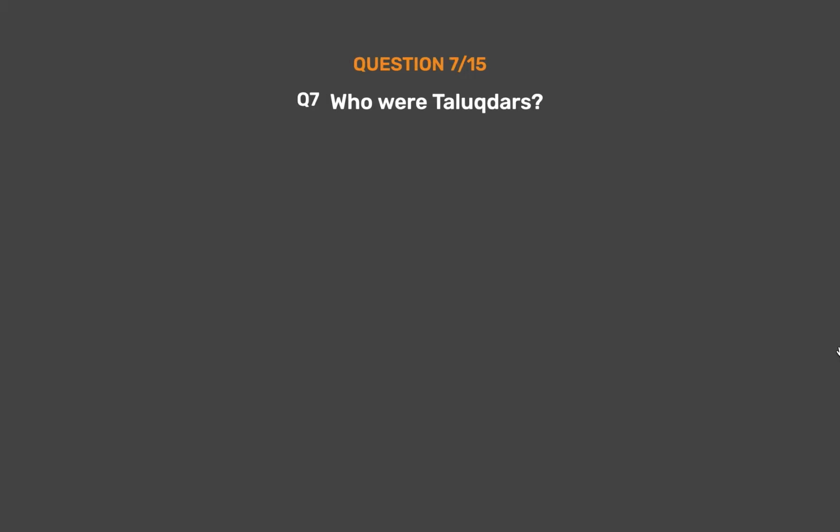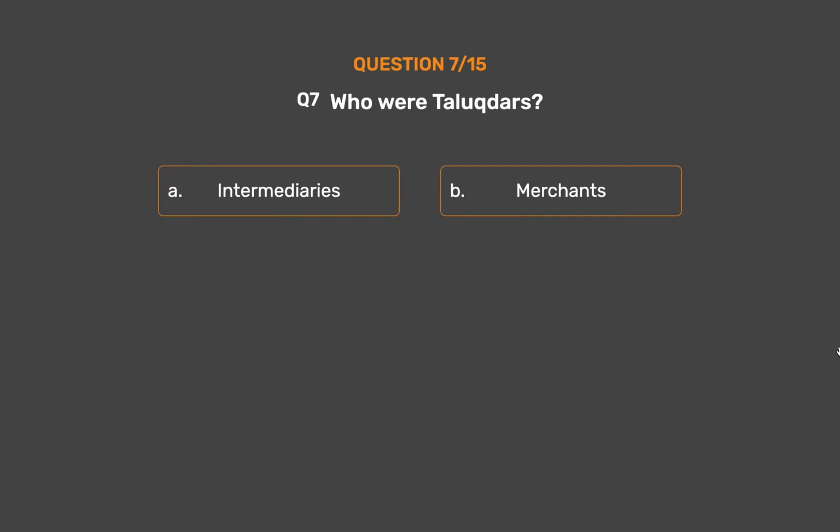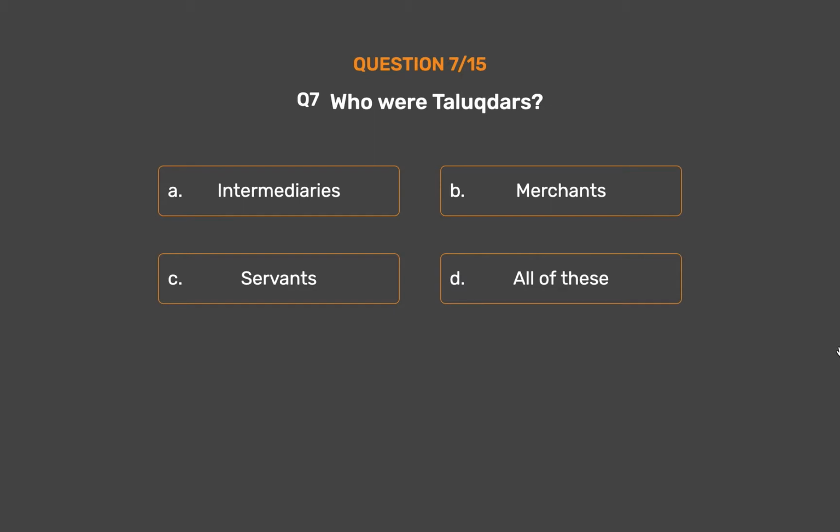Question number 7. Who were Talukdars? Option A. Intermediaries. Option B. Merchants. Option C. Servants. Option D. All of these.